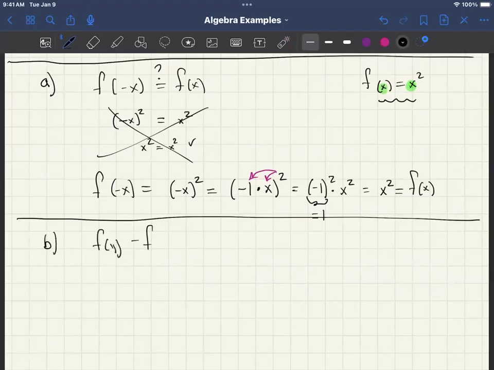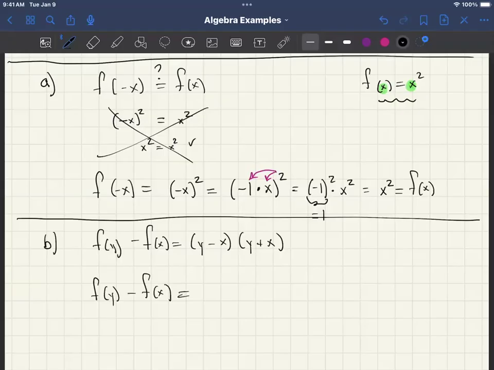Our second method is going to be, we're going to use that for this equation, y plus x. Okay, so we want to show that f of y minus f of x is equal to y minus x times the quantity y plus x. And we're going to start off on one side, f of y minus f of x. We're going to punch those into our function.